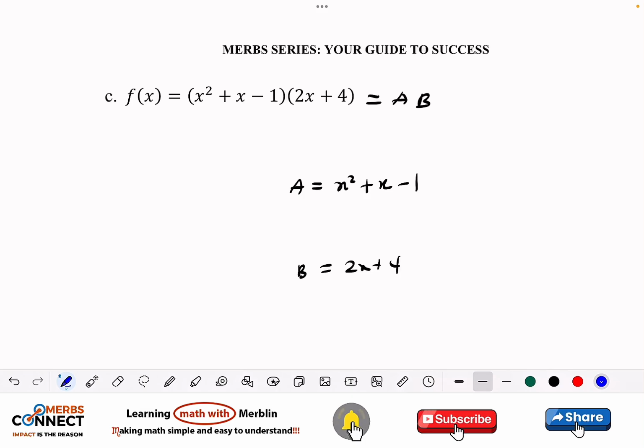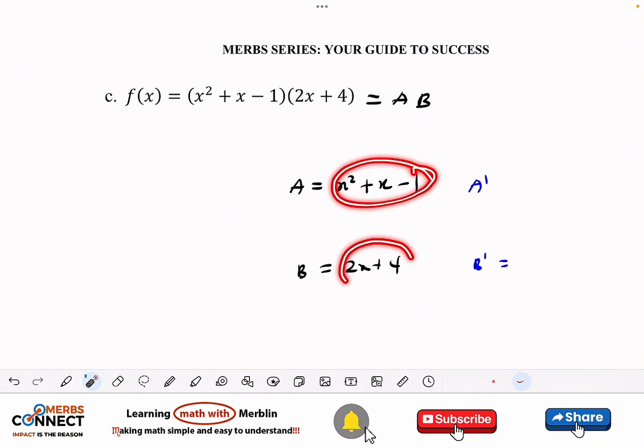Now using this, we need A prime, as we learned from the general rule, and B prime. Now differentiating this and differentiating this, we need the rule for differentiating individual functions.